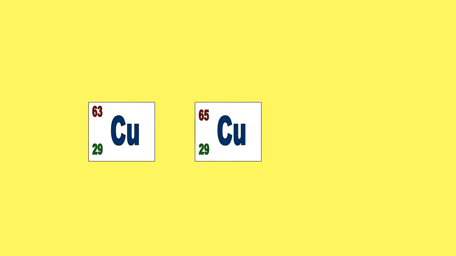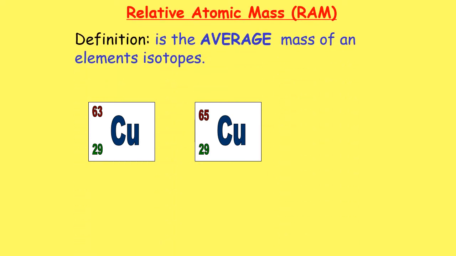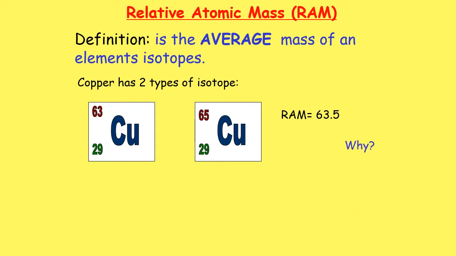So here we have two isotopes. We have copper 63 and copper 65. The relative atomic mass is the average mass of an element's isotopes. More specifically, it is a weighted average of the isotopes. So copper has two isotopes, copper 63 and copper 65, and the relative atomic mass is 63.5. So that's not exactly the average of 63 and 65, but it is a weighted average.